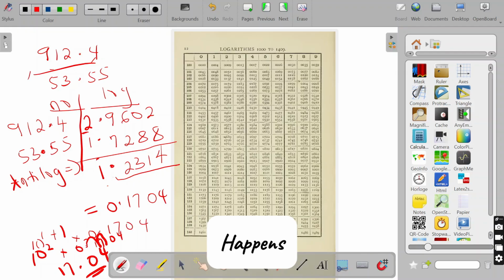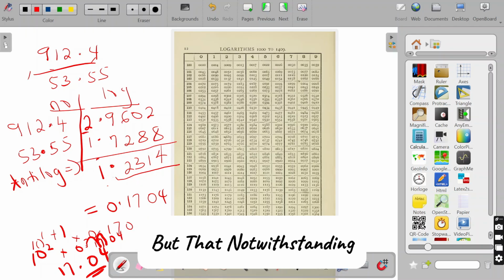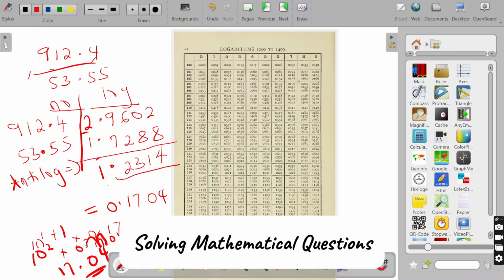It happens. That's why it's always good to be thorough when solving math questions. You just might make an error, that inexplicable error, I would say. But that notwithstanding, it's always good to be thorough when solving mathematical questions.